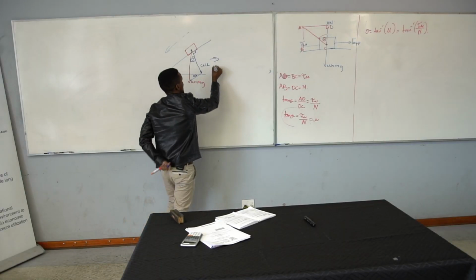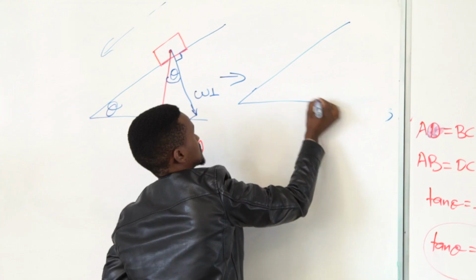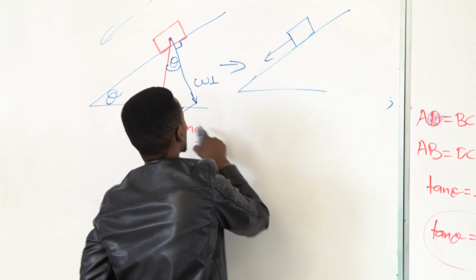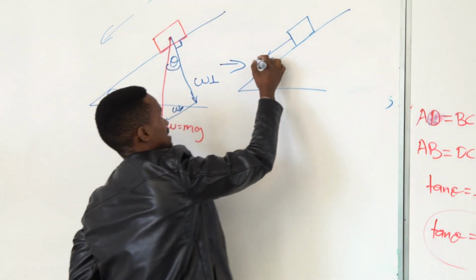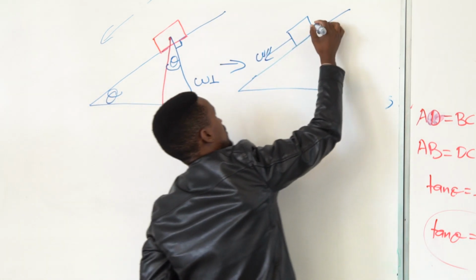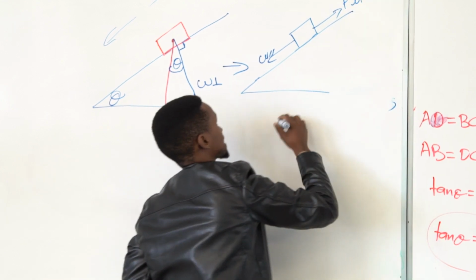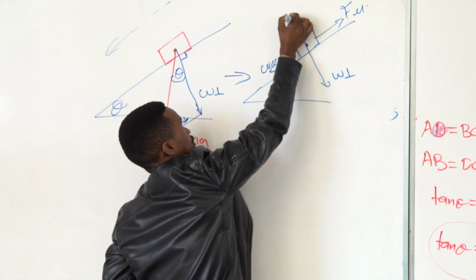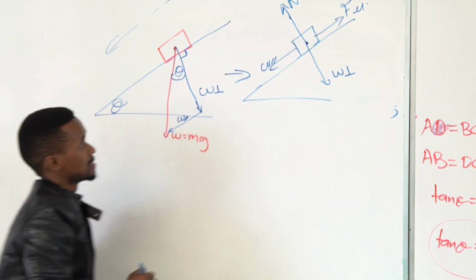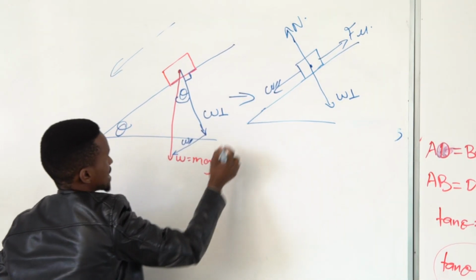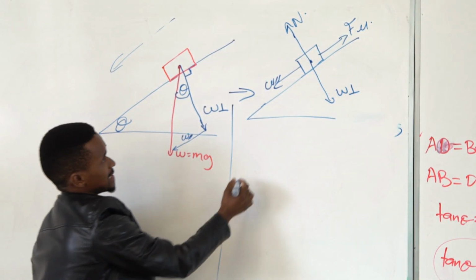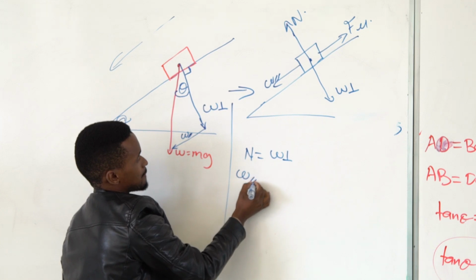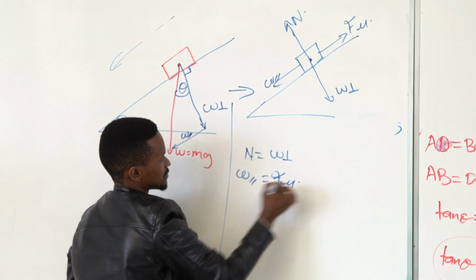Now, a more simplified diagram would be drawn something like this. We have a box, and it's going to move in that direction. Look at the weight parallel, it's in that direction. This is the weight parallel of the box. Obviously, we're going to have our frictional force in the opposite direction. Then this is our weight perpendicular, and then we have our normal force. From this diagram, we can simply see that the normal force is equal to the weight perpendicular, and the weight parallel is equal to the frictional force.